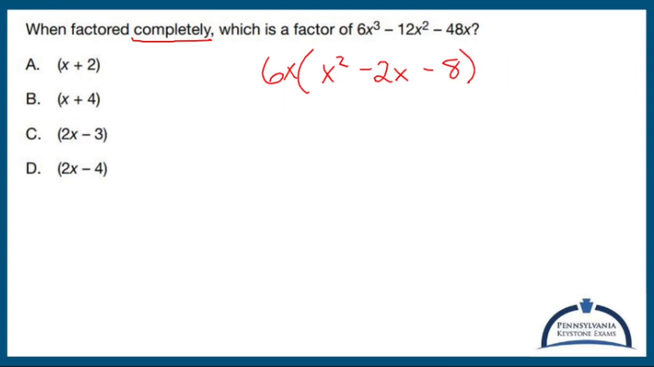Now, factor completely. I'm not done. I could probably look at this guy and say, well, wait a minute. Since this is a quadratic and a trinomial, maybe I can come up with two numbers that add up to negative 2 and multiply out to negative 8. And if it multiplies out to negative 8, one has to be positive and one has to be negative. So if that's the case, it's going to look like this.